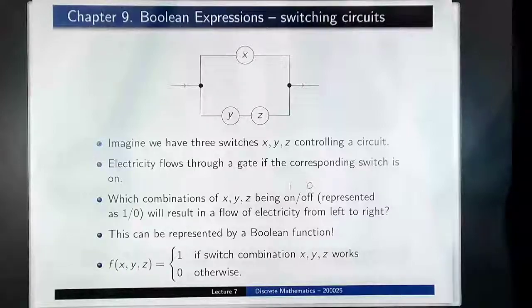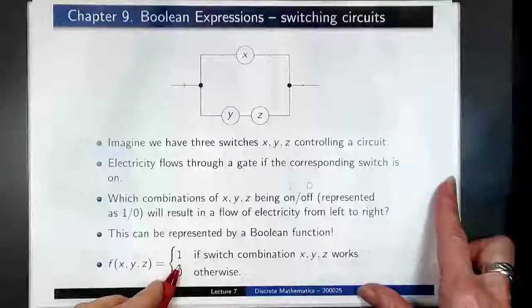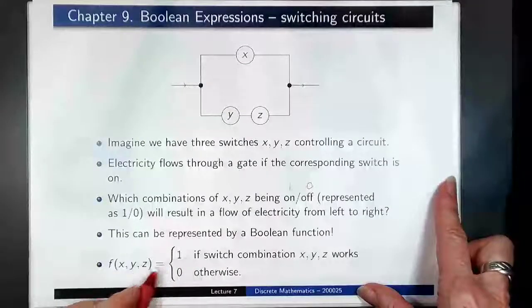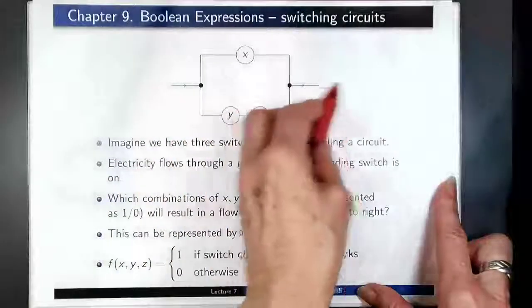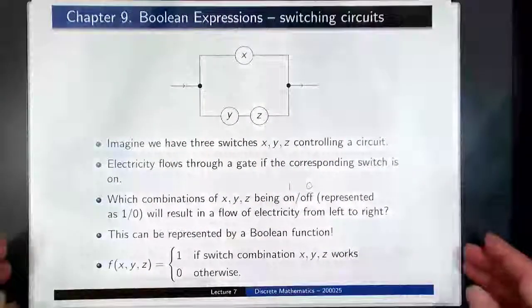Now, this can be represented by a Boolean function as well. We've got three variables, which can be 1 or 0, and what we want to know is, does current flow or not? So again, we've got something that can be represented by a Boolean function. And our function will be 1 if the combination of switches gives us electricity flowing, if the whole thing works, 0 otherwise.